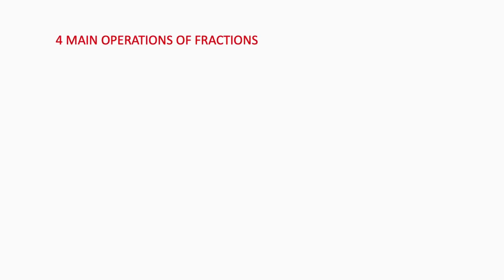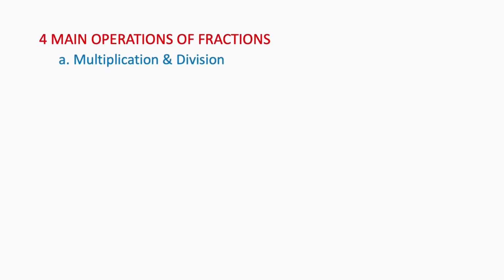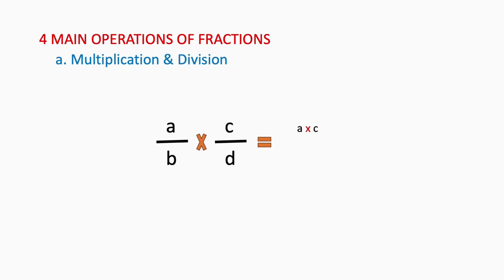Let's talk about multiplying and dividing fractions. To multiply 2 or more fractions, the numerators are multiplied together and the denominators are multiplied together like this.